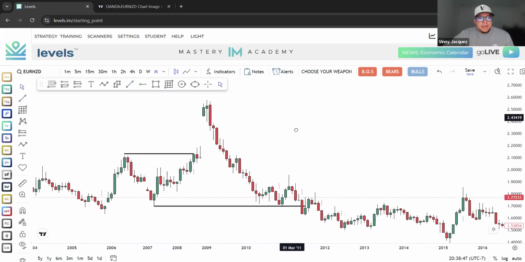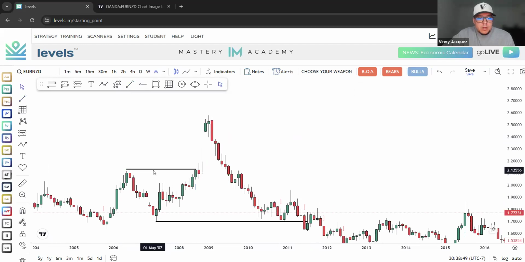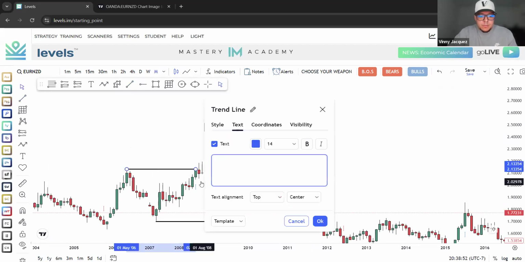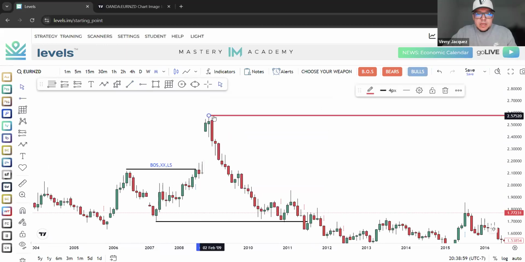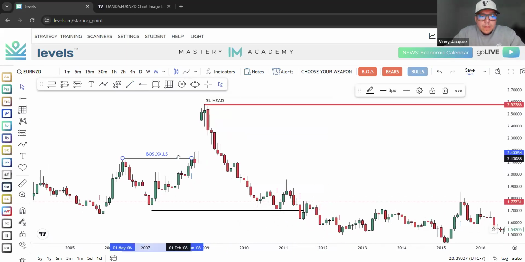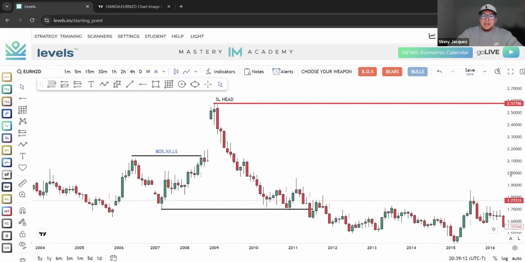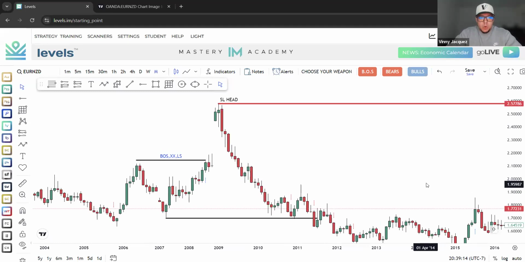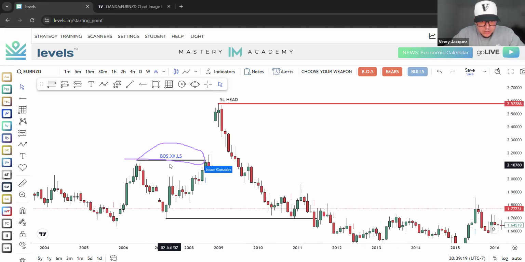Boom. Guys, if this is my head, let's actually mark this up. BOS, my shoulder, liquidity sweep, left shoulder. This is my stop loss. This is the head, right? So let's mark that up. SL, head. Awesome. Now, if this is my head, guys, where is my left shoulder? Annotate on my chart if you can. Draw on my chart. Where is my left shoulder? If this is my head, yes, sir, Kenny or Eli, yes, sir. Josue, yes, sir. Let's go.